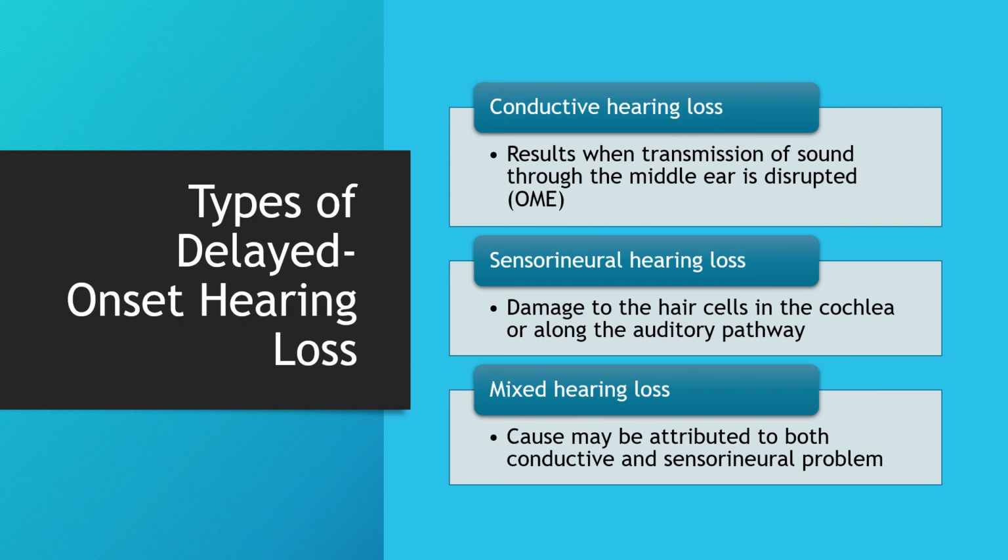So conductive hearing loss results when transmission of sound through that middle ear is disrupted. So we're going to see a lot of that with otitis media with effusion because that sound, that middle ear, is being disrupted. That's that conductive hearing loss. When we think about sensorineural hearing loss, that's damage to the hair cells in the cochlea or along the auditory path. And then mixed could be attributed to both of those, a little bit of both of those.